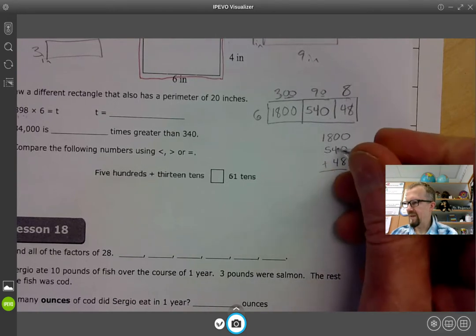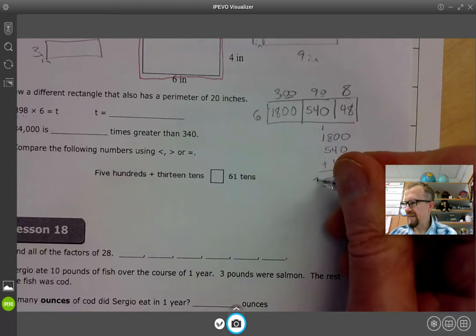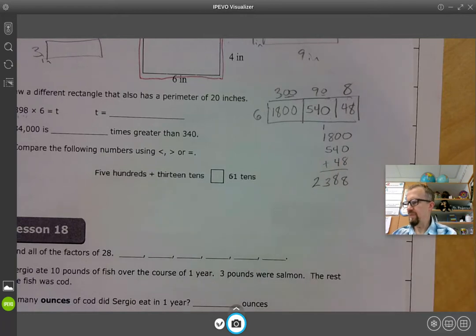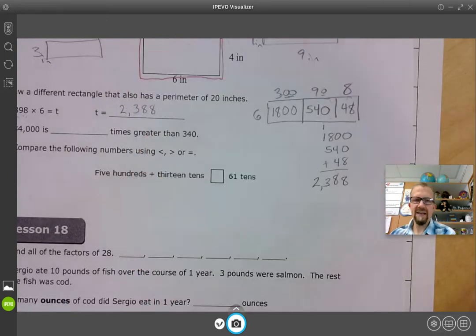Okay, 8. 4 and 4 is 8. 8 and 5 is 13. And 2. So 2,388. T equals 2,388.